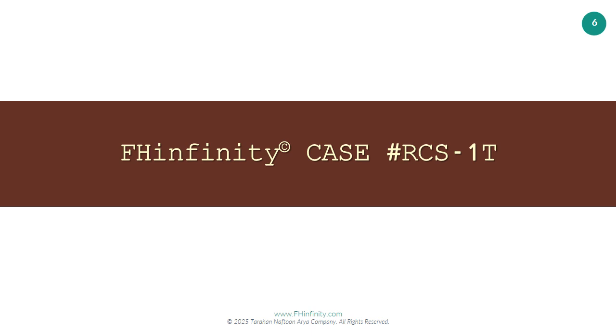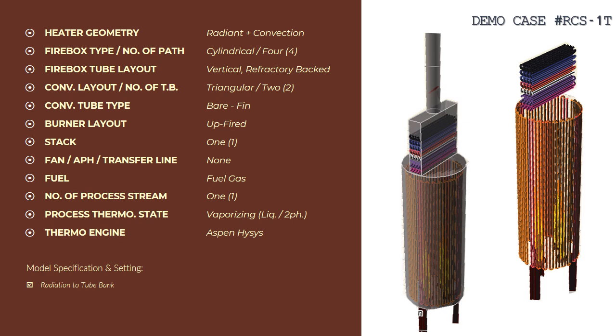To prove our claims, let's look at a real-world benchmark. We start with case study number 1, the RCS 1T heater. This is a standard cylindrical heater with both radiant and convection sections. It features a vertical, refractory-backed tube layout in the firebox with upfired burners. In the convection section, we have a triangular layout with bare and fin tubes. For this simulation, we modeled a single process stream in a vaporizing state, transitioning from liquid to two-phase flow. We used Aspen HYSYS as the thermodynamic engine to ensure consistency across both platforms.